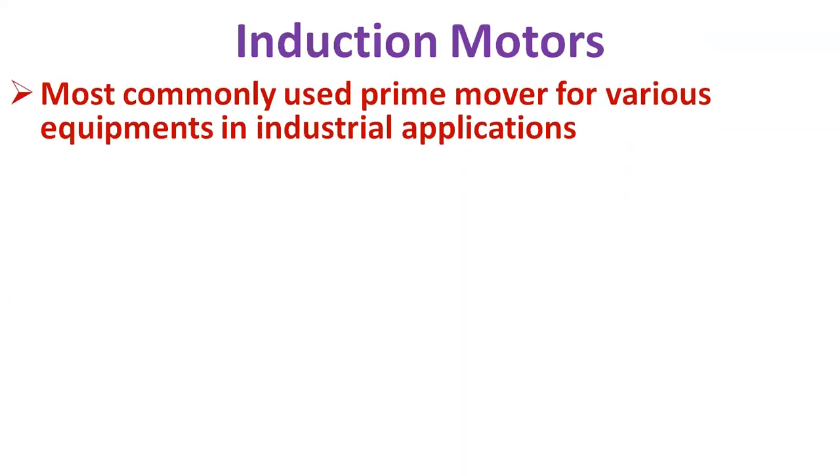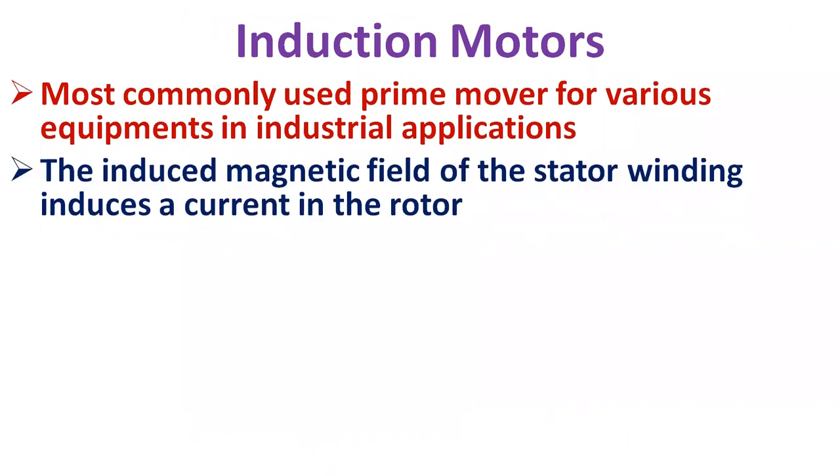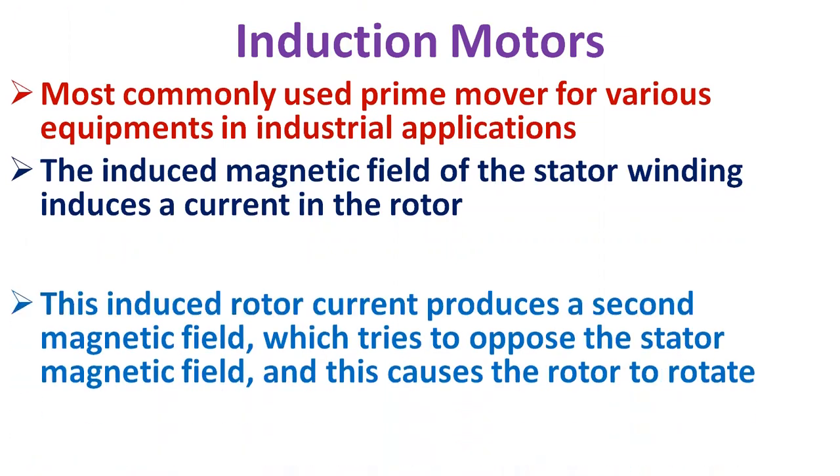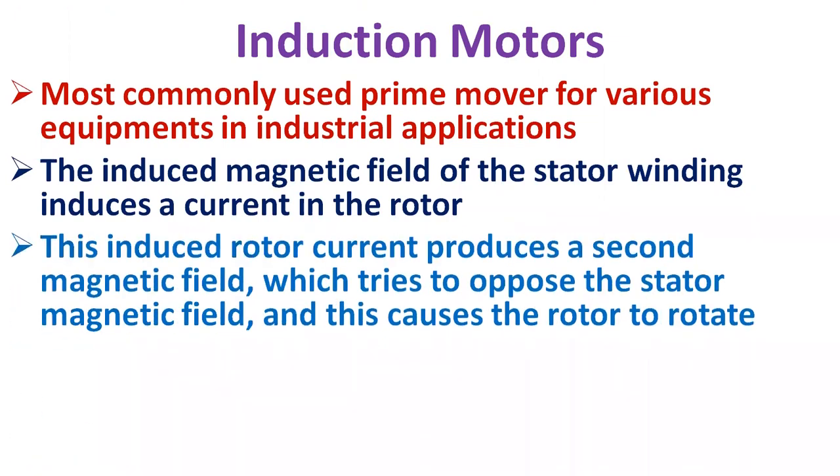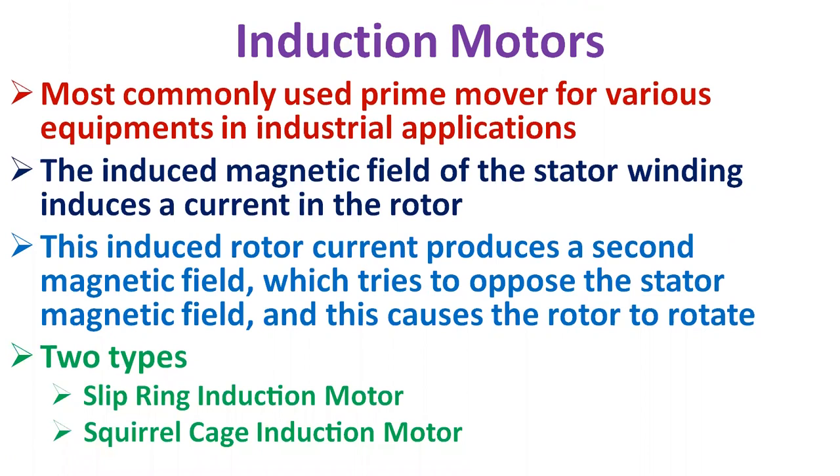Then we have the induction motors, which are the most commonly used prime mover for various equipment in industrial applications. In induction motors, the induced magnetic field of the stator winding induces a current in the rotor. This induced rotor current produces a second magnetic field which tries to oppose the stator magnetic field, and this causes the rotor to rotate.